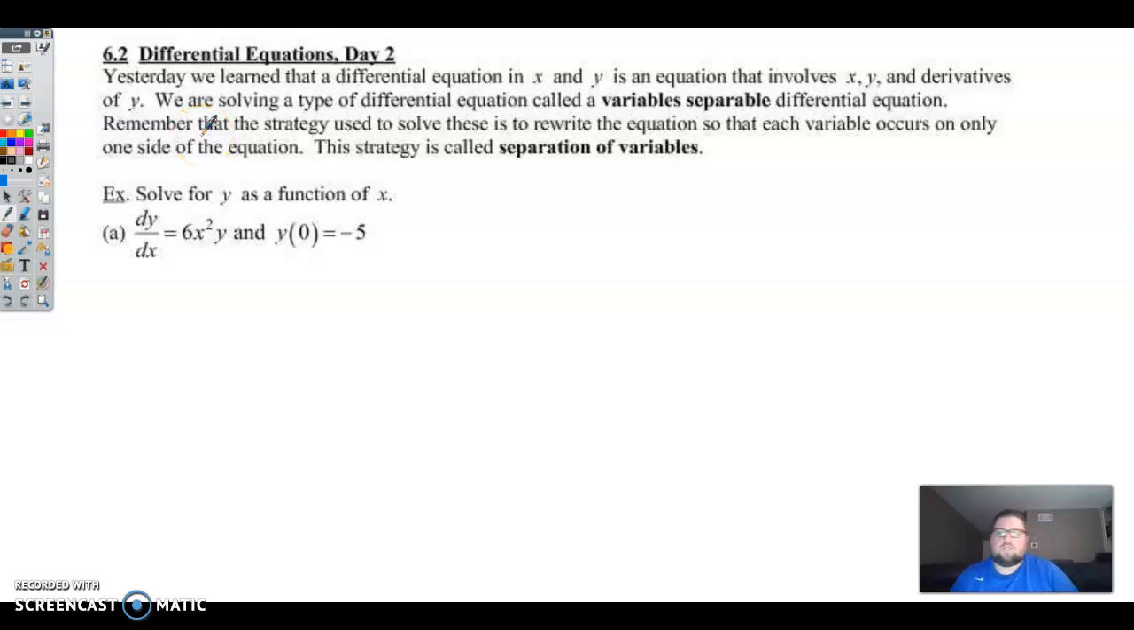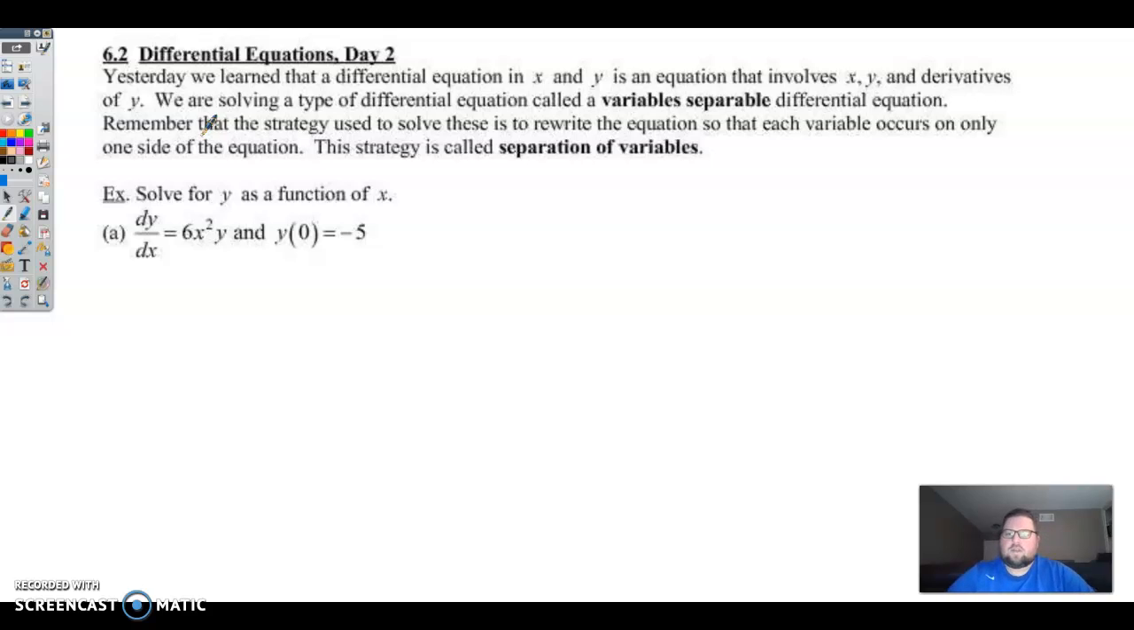All right, guys, day 2 of solving differential equations. More of the same stuff. We're still going to be doing the separate and solve method of solving differential equations. We're just going to see some different functions than we saw yesterday and how to deal with that.